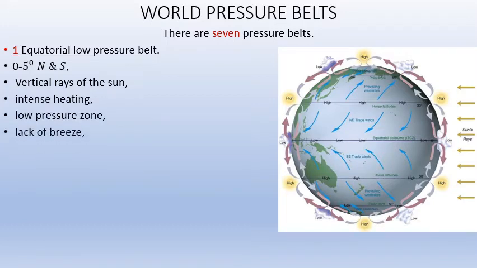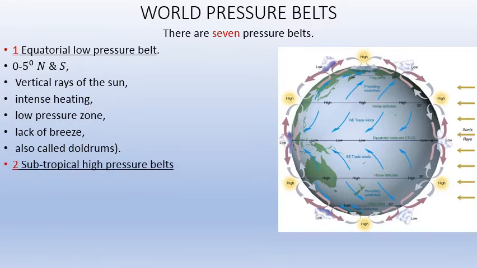Because there's high temperature, there is low pressure, and because of low pressure it receives a lot of wind. But since the pressure gradient, or the change in pressure, is not a sudden change but a gradual change, there is a lack of breeze or a very gentle breeze, and this region of gentle breeze or lack of breeze is called the doldrums.